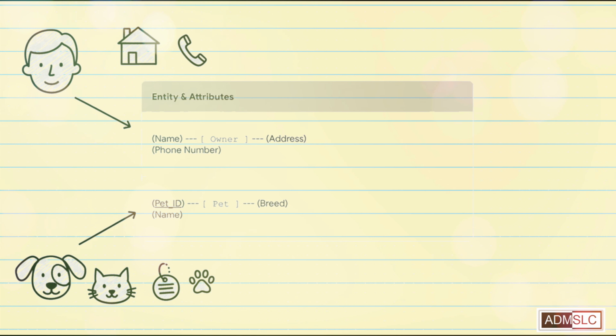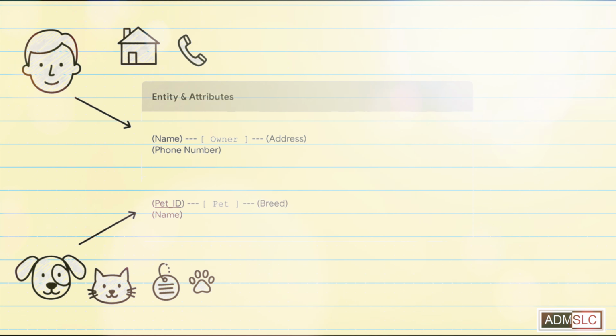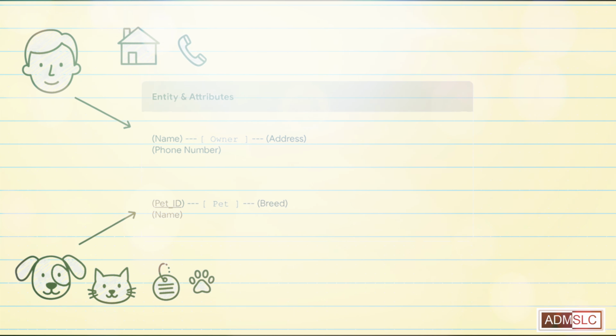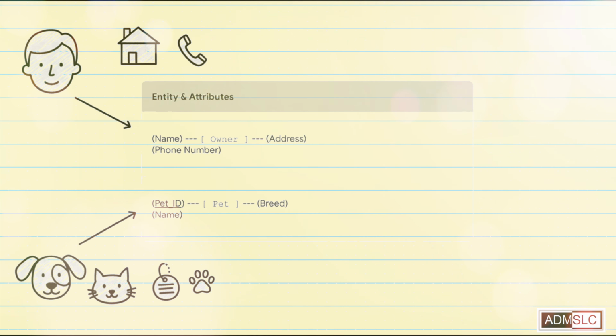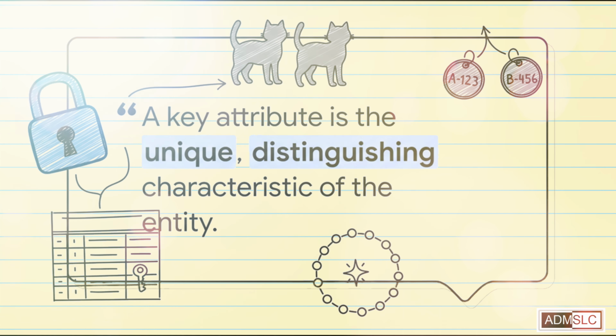Well, for sure, their name, address, phone number. Makes sense. And for a pet, we'd want its name, its breed, and this is a big one, a unique pet ID. Why? Because you might have 10 different dogs named Max, and we need a way to tell them apart.